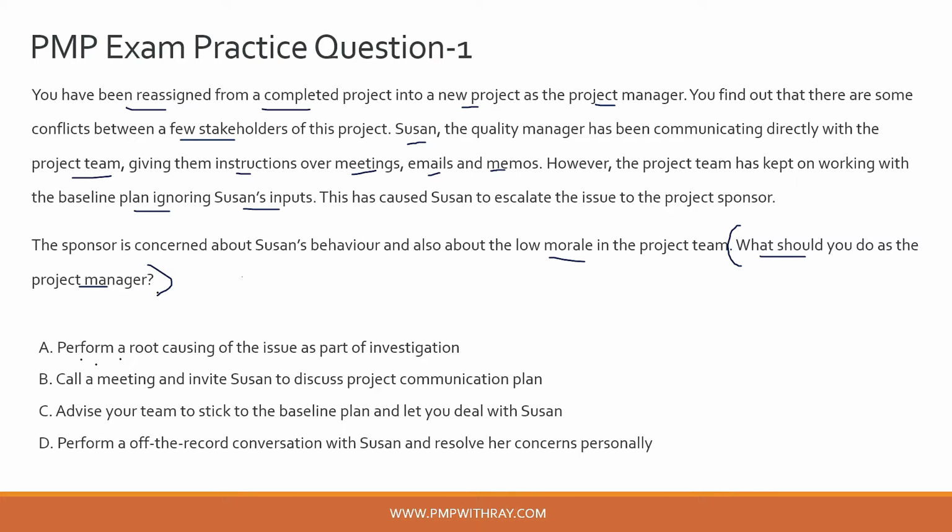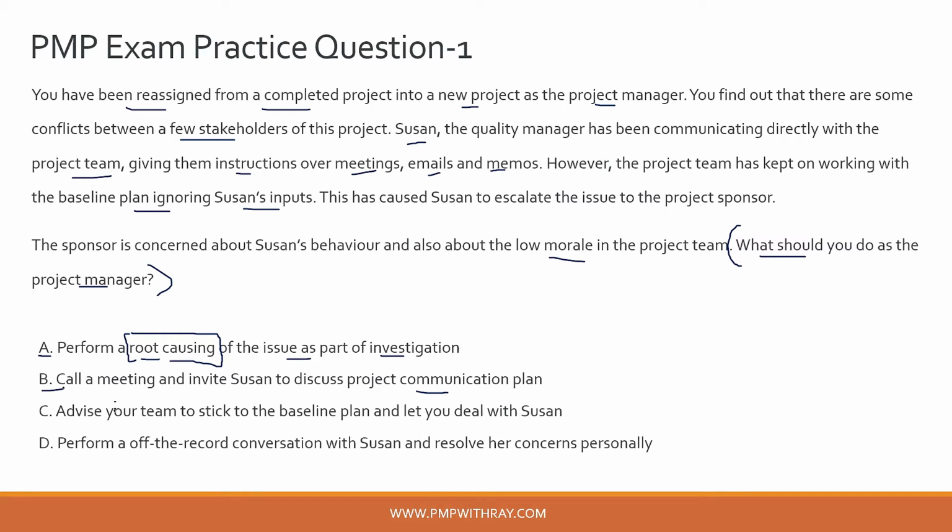Option A, perform a root causing of the issue as part of the investigation. Now, it may seem a very dry option to many of you, but mind that root causing a problem is a key skill of a good project manager. Okay, so we'll hold this option for now. Option B, call a meeting and invite Susan to discuss the project communication plan. Now, some of you may say that if you invite Susan to the communication plan discussion, probably her behavior will correct. Okay, so we'll hold this option for now.